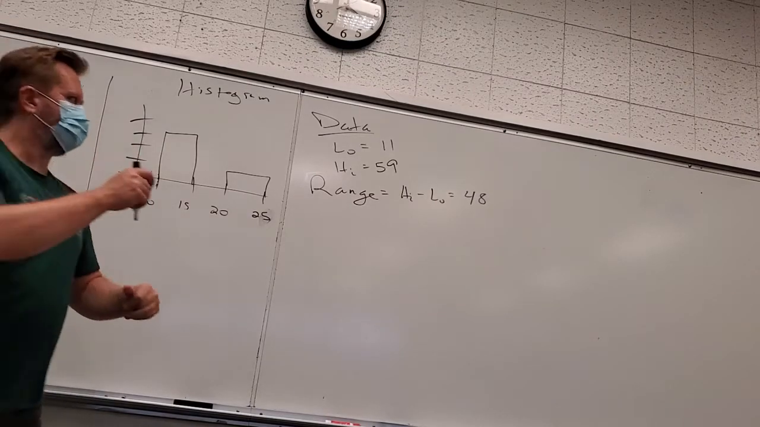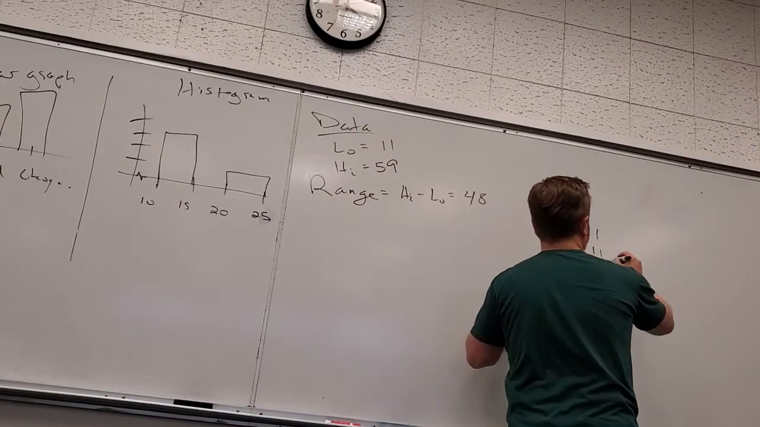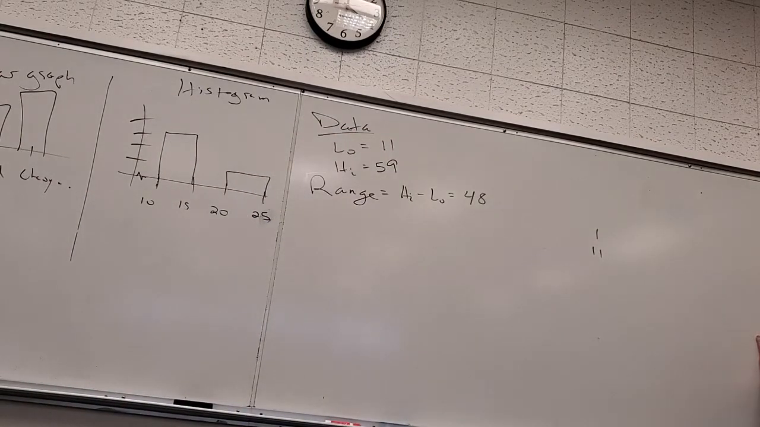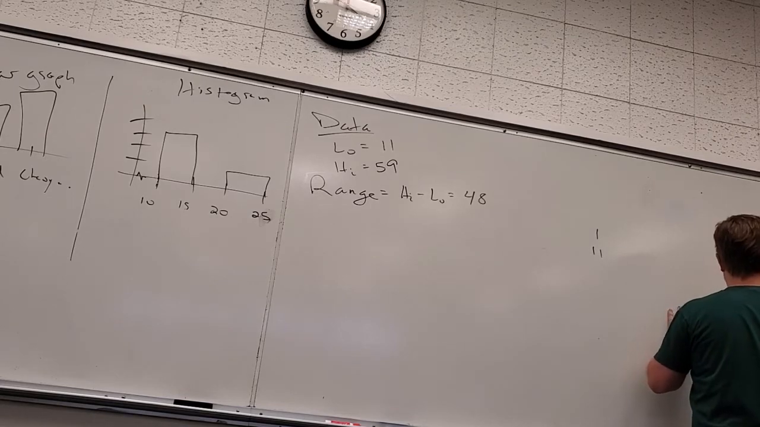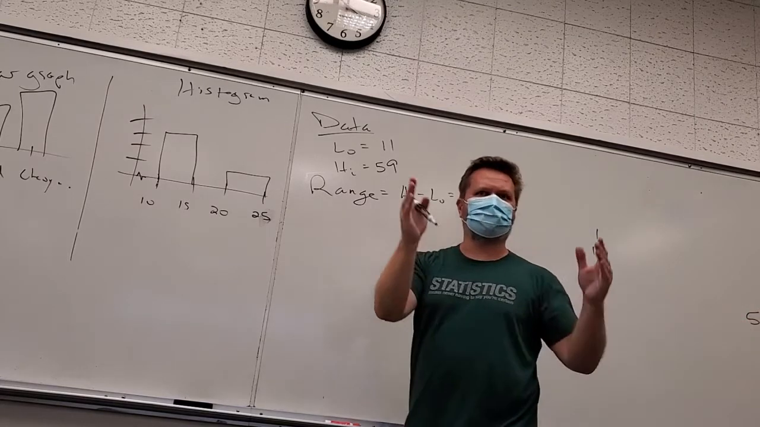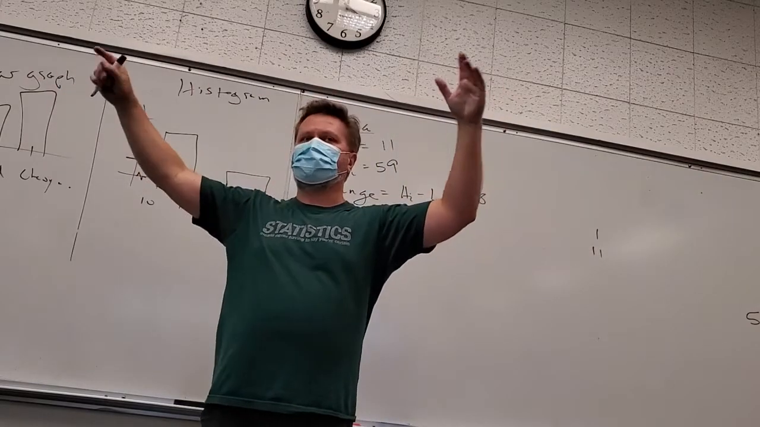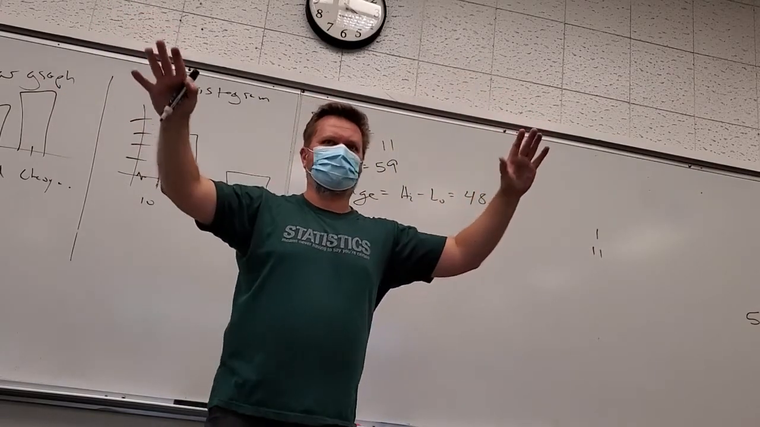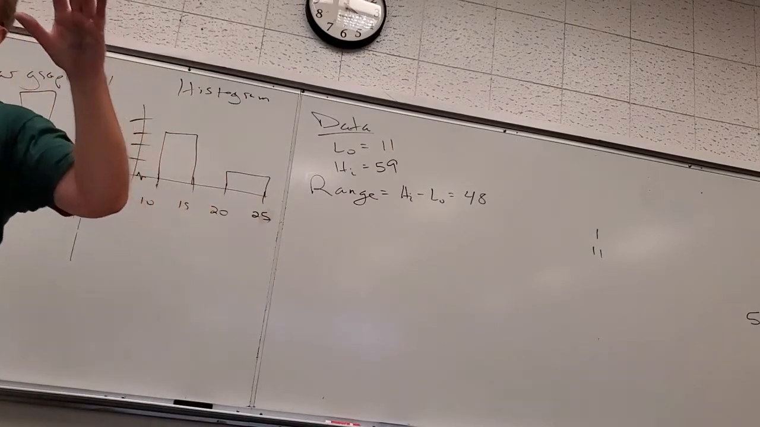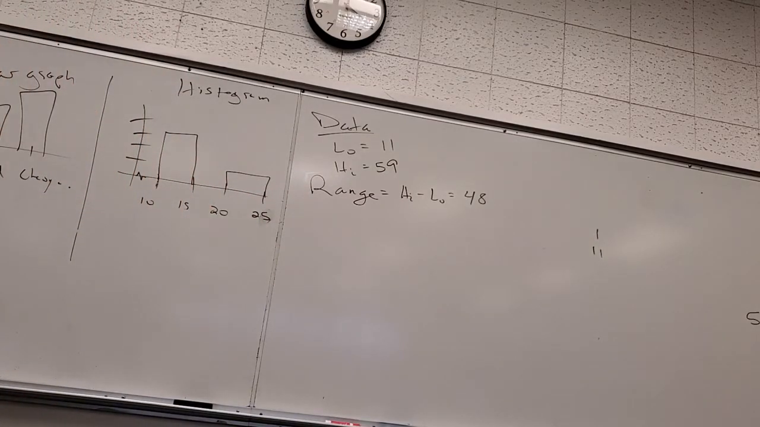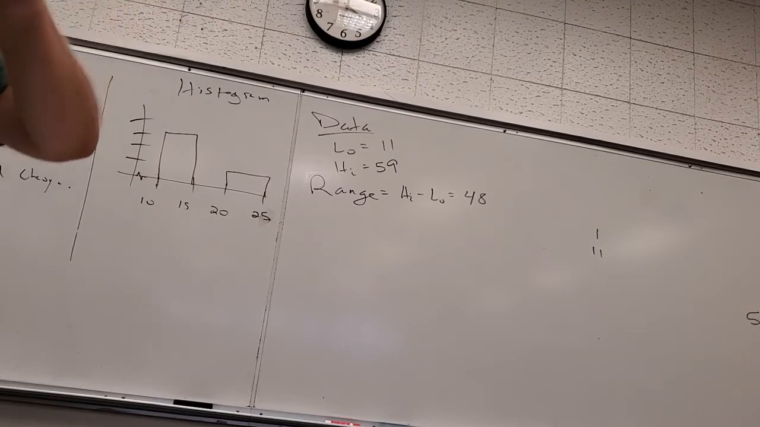So, here's the idea. I want to go from 11 to 59. Let's say we're going to use 5 classes, because it's a very small sample. Would you agree with me? That is not a big sample. How do I figure out, if I'm going to use 5 classes, which means 5 rectangles, each class being a rectangle, how wide does each one have to be so that I cover the whole thing, so that every data point has a home?